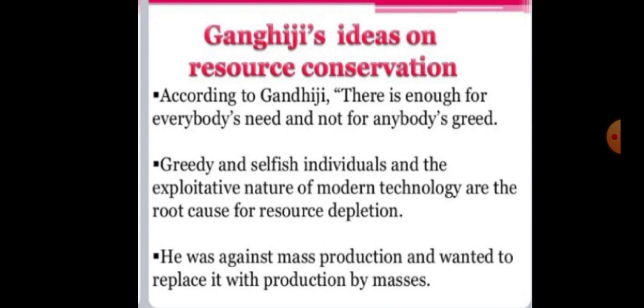He was against mass production and wanted to replace it with production for masses. Mass production is not creating so many items for the people, but creating production which is satisfying the needs of all the people, where a lot of production is made and the producer or the capitalist makes a lot of money. That should not be the criteria, but the demands of all the people should be fulfilled. No one should go hungry to bed. That was his slogan.